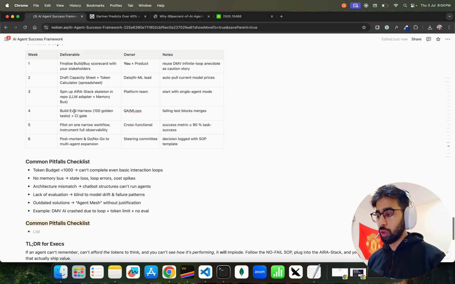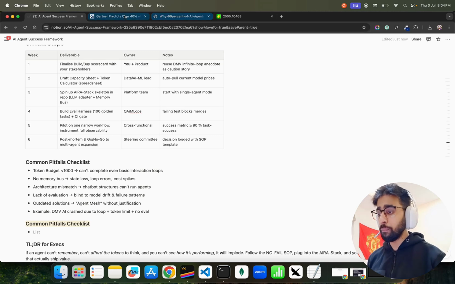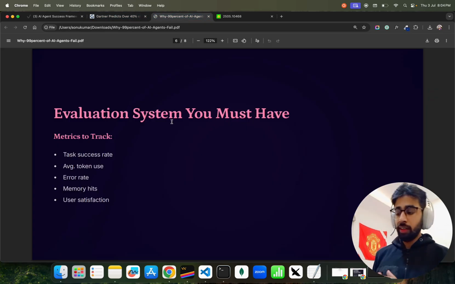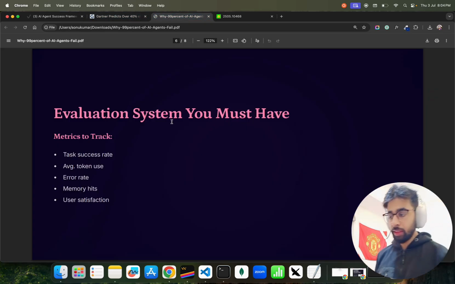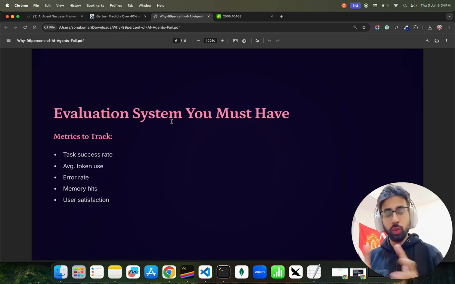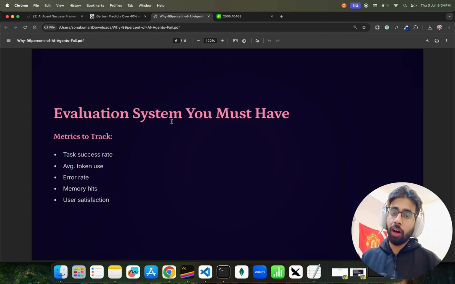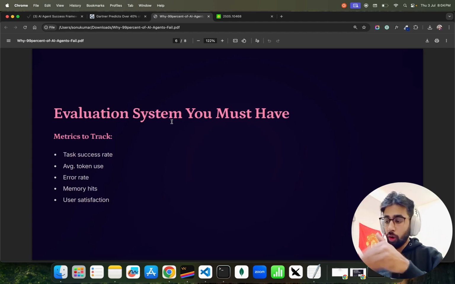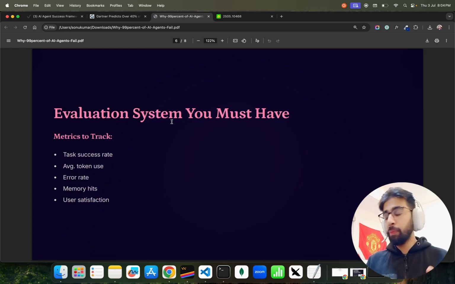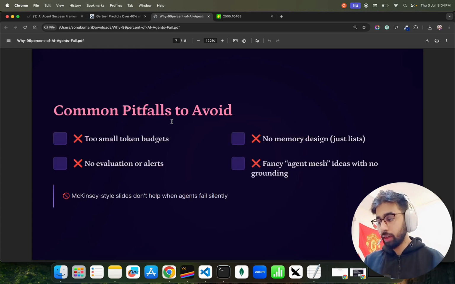If you read the framework, you can find out. Now, in this one, these are the metrics that you can track: task success rate, average token use, error rate, memory hits, user satisfaction, and then also do financial projections on this, or do forecasting on all of this to be really prepared when it goes into production and people are using it. So that's really also important, right?